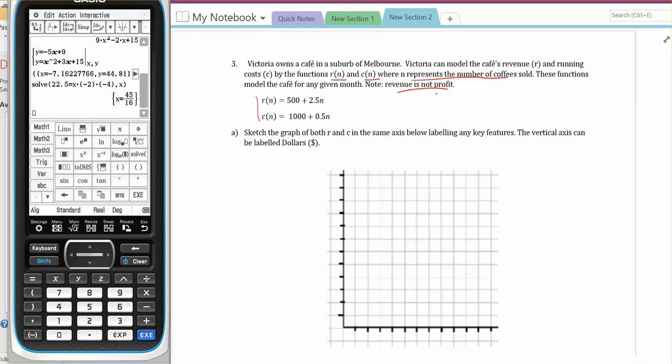So it could be lights and electricity and all that. So revenue doesn't count for the costs. Okay, so profit would be revenue minus the costs. Because that's after you paid all your bills, whatever money is left over is the profit.